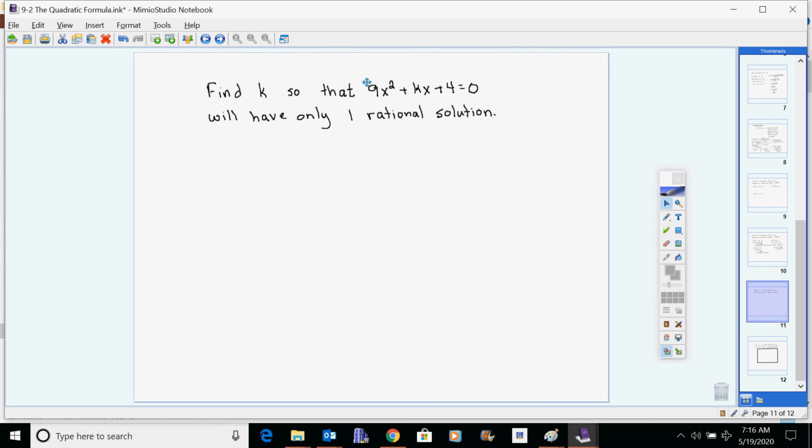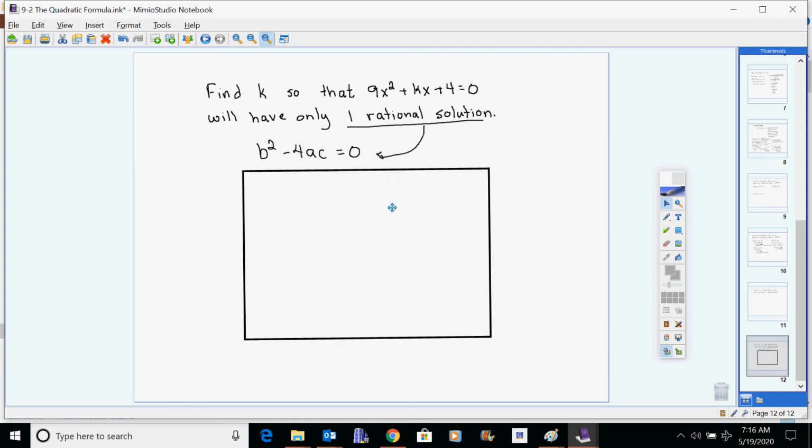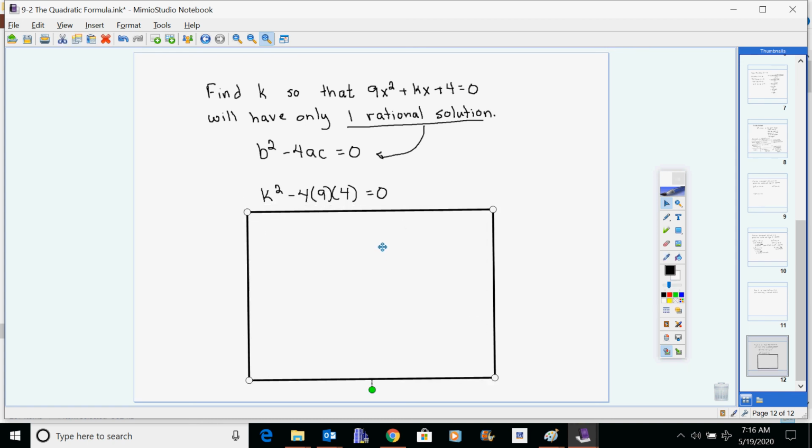This one's a little bit different, if you're trying to find out how much b equals under a certain condition. This one says, find k so that 9x squared plus kx plus 4 equals 0 has only one rational solution. Well, remember what one rational solution means. One rational solution means that the discriminant equals 0. b squared minus 4ac. We know a is 9 and c is 4. So we're looking for the number k squared minus 4ac is going to equal 0.